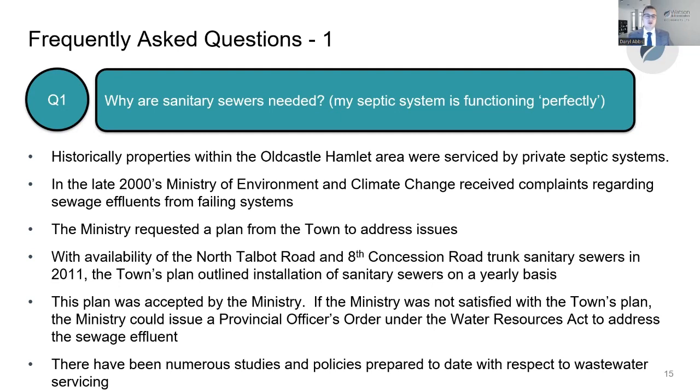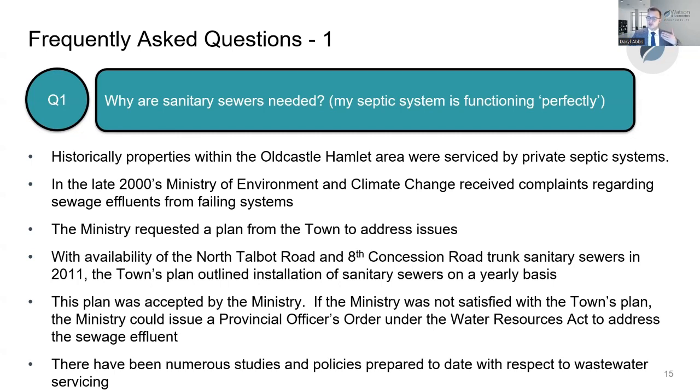Now on to some frequently asked questions, along with some responses to these frequently asked questions. So question one, why are sanitary sewers needed? As mentioned at the beginning of this presentation, historically, properties within the Old Castle Hamlet area were serviced with private septic systems. In the late 2000s, the Ministry of the Environment and Climate Change received a number of complaints regarding the sewage effluents from failing systems.